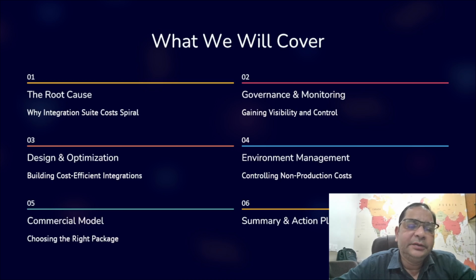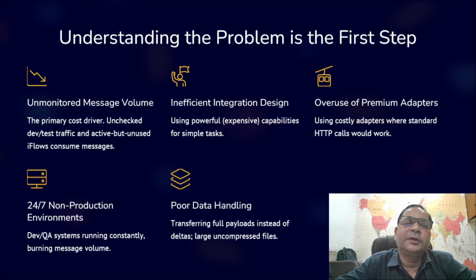What we will cover: the root cause of the issue, then governance and monitoring, giving visibility and control. Third is design and optimization, building cost efficient integrations, and environment management, controlling non-production costs. And then we will discuss the commercial model, and summary and action plan. So let me start with the root cause.